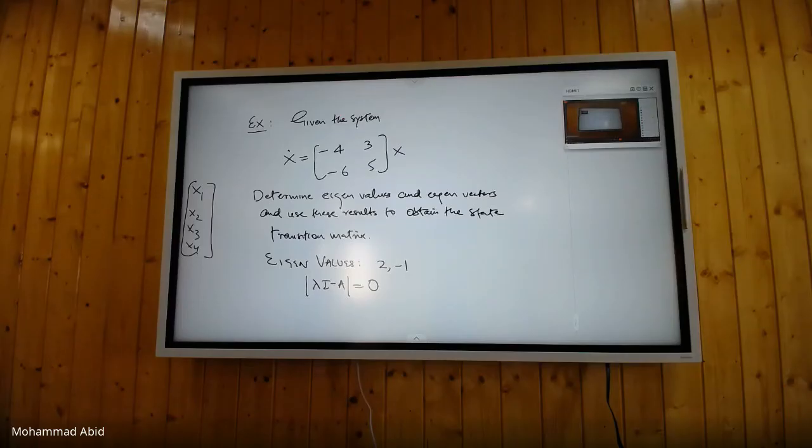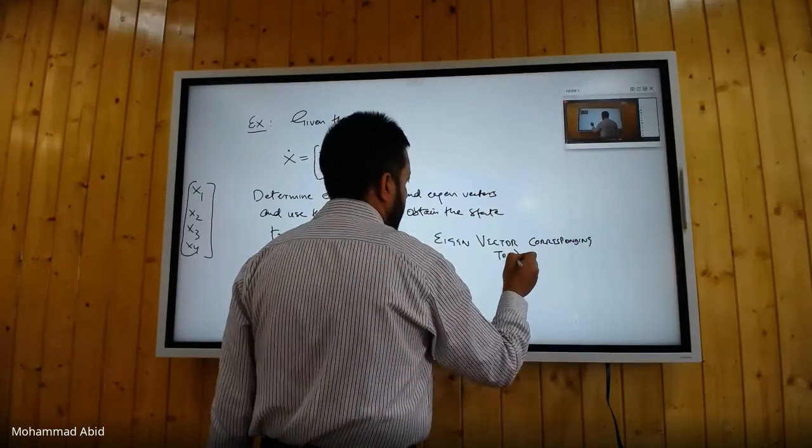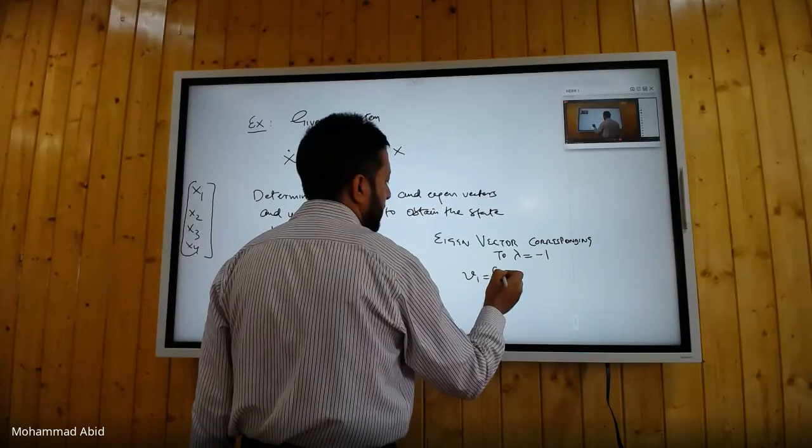Has anybody obtained the eigenvectors? Yes, sir. Tell me, what are the eigenvectors? Corresponding to -1, what is it? -6 and -6, and for 2 it is -3 and -6. Eigenvector corresponding to lambda equal to -1, what is it? -6 and -6. You could simply write that as -1, 1 and 1.